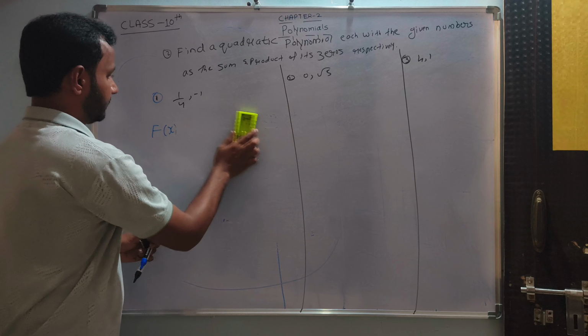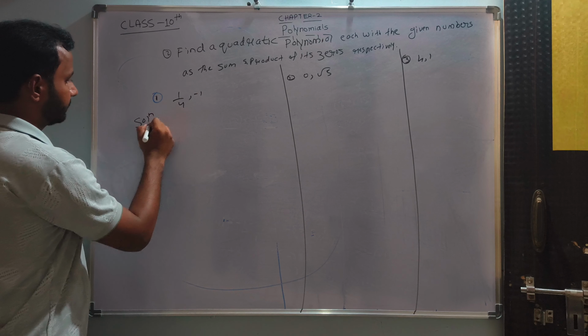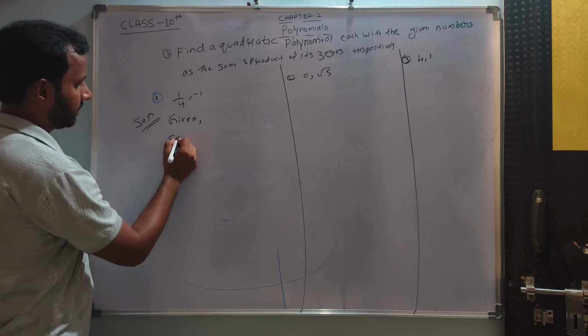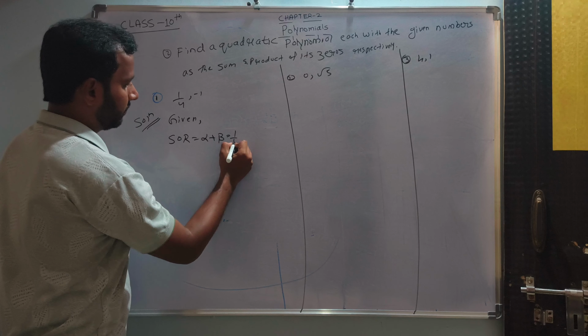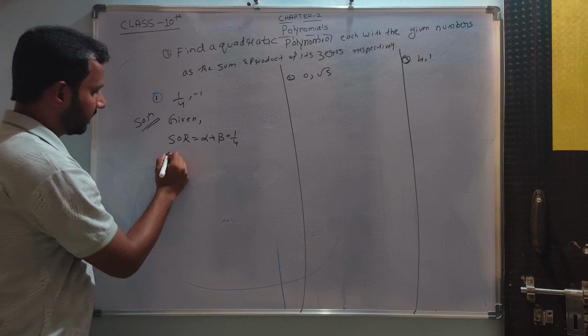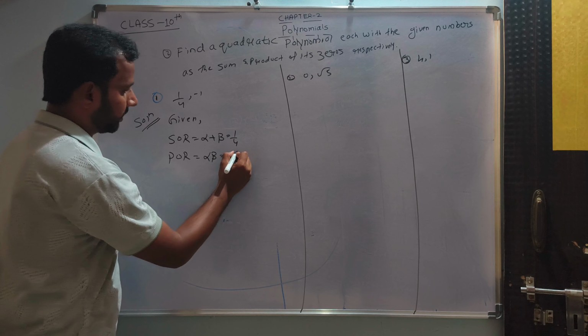Now let us write what is given here. The sum of roots, alpha plus beta, is equal to 1 by 4. This is the sum of the roots, and this is the product of the roots. The product of roots, alpha beta, is equal to minus 1.